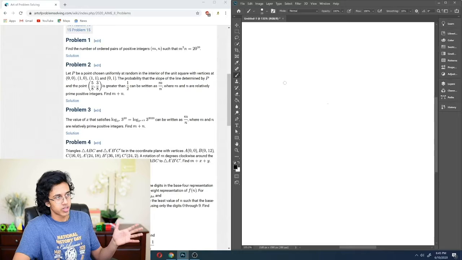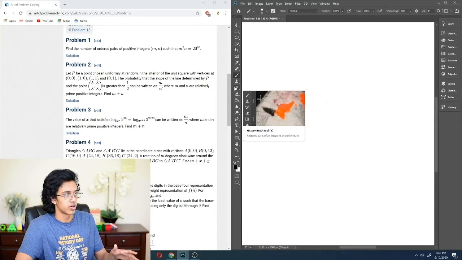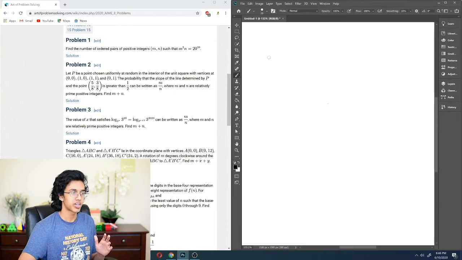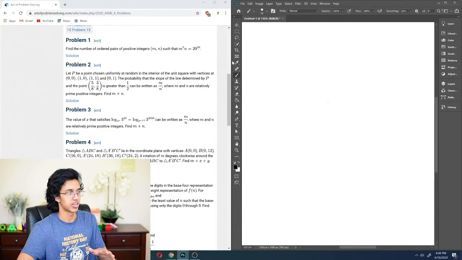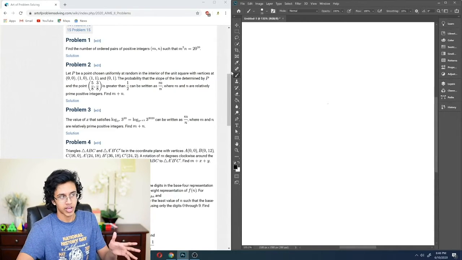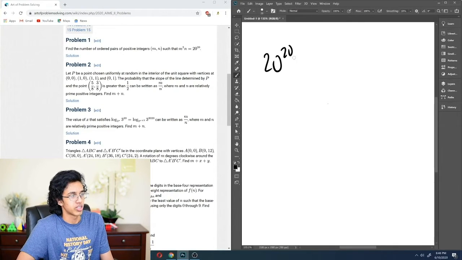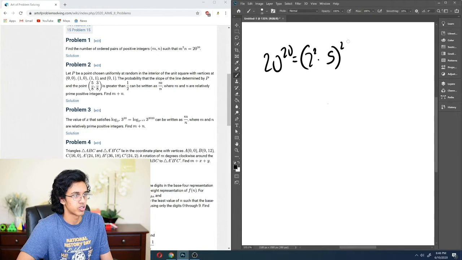So basically the first one asks you to find the number of ordered pairs m and n such that m squared n is equal to 20 to the 20. Whenever you see these kinds of problems where you have positive integers and an equation, you basically want to prime factorize the big number on the right side. So you know that 20 to the 20 is equal to (2 squared times 5) to the 20, because that's the prime factorization of 20. So this is just equal to 2 to the 40 times 5 to the 20.